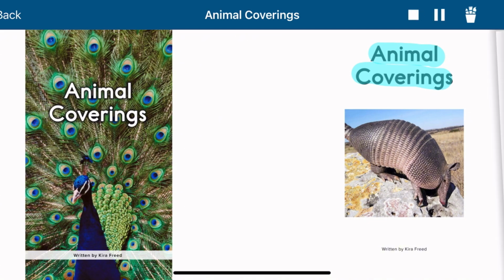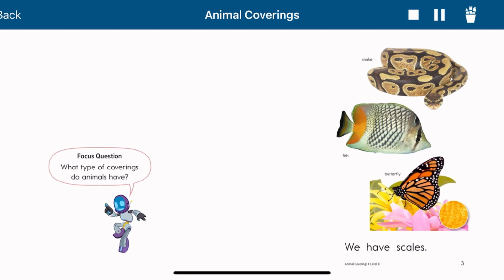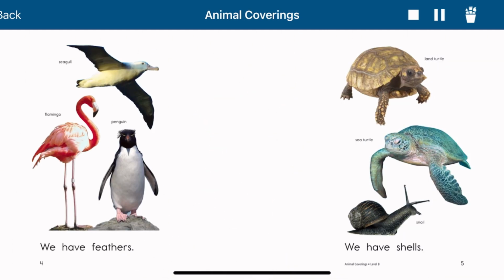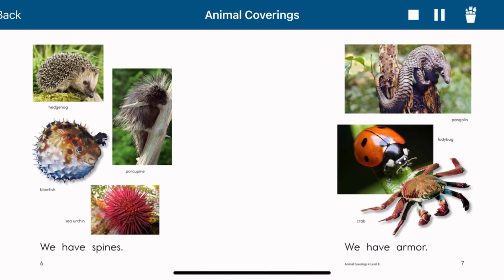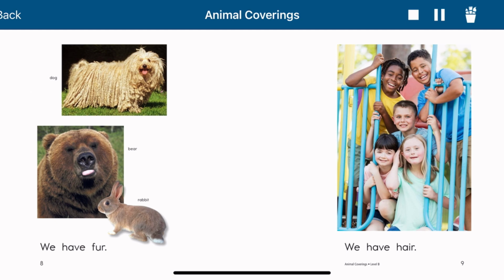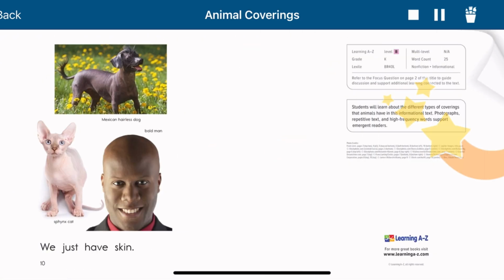Animal cousins. Focus question. What parts do animals have? We have scales. We have feathers. We have shells. We have spines. We have armor. We have fur. We have hair. We have skin.